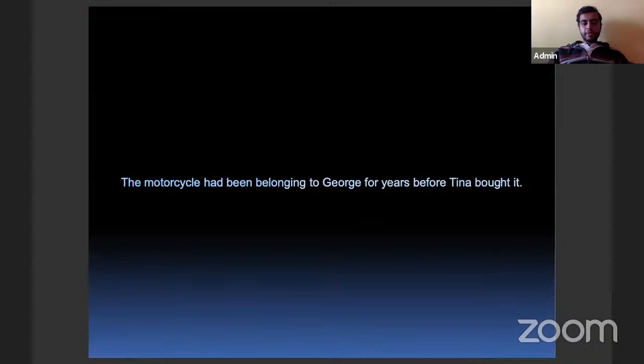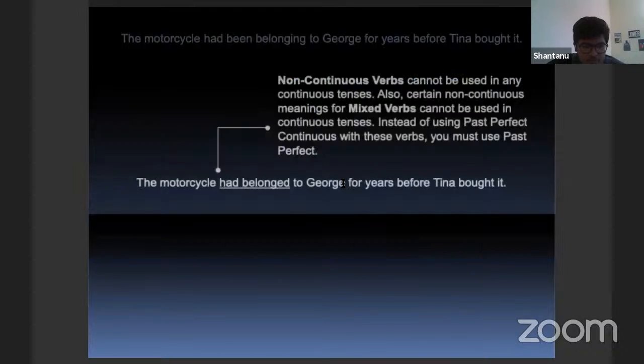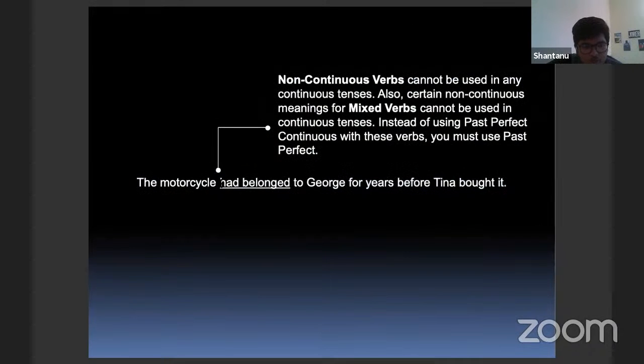The motorcycle had been belonging to George for years before Tina bought it. What do you think? Is this correct grammatically or incorrect? Or is it correct but awkward, and you can find a better way to write this sentence? So we can write it as: the motorcycle belonged to George before Tina bought it. Yes. Had belonged to George. You missed had there.